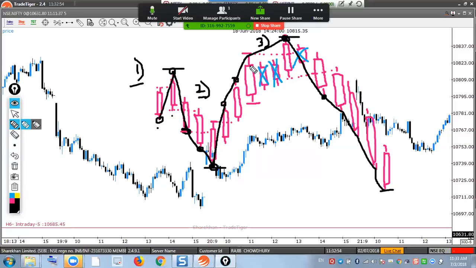Now we did 1, 2, 3. We talked about 4 things, right? There are 4 different things we need to take care of when drawing formulas, you can say, when drawing the candlestick momentum.